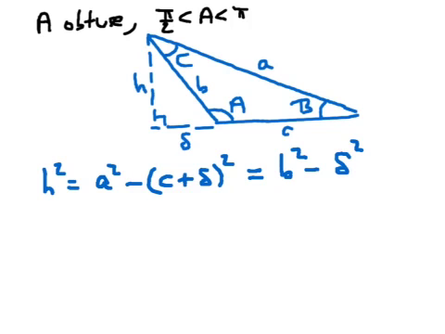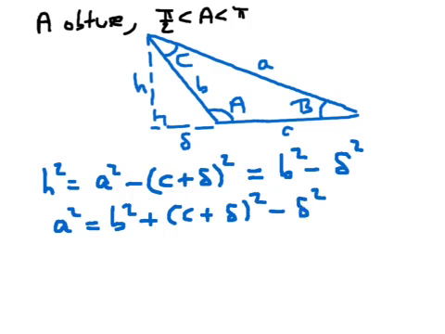So we can rearrange this now to say that a squared is equal to b squared. We're taking this over to here, so it becomes positive. So it's plus c plus delta all squared, then minus the delta squared. Just as before, we can expand the brackets here. So we have that a squared is b squared plus c squared plus the cross terms, there are two of them, 2 delta c, and the delta squared terms again cancel. We have a plus delta squared from here when we expand it, and a minus delta squared from here.